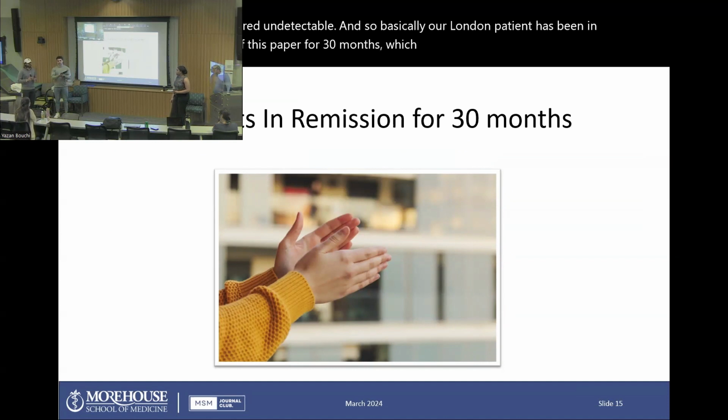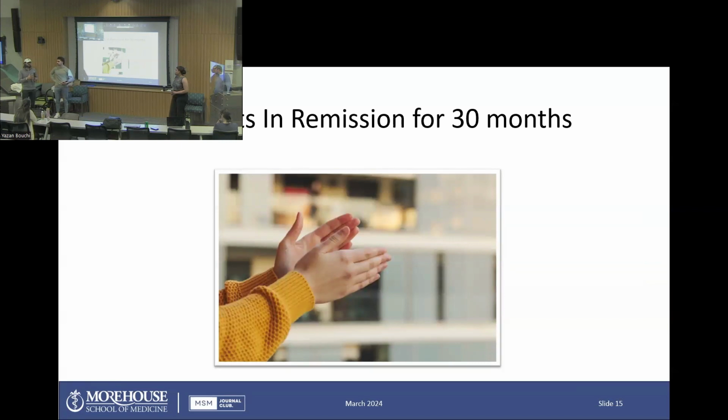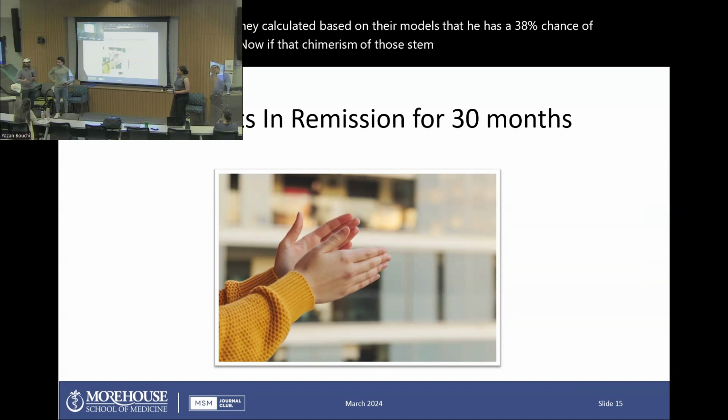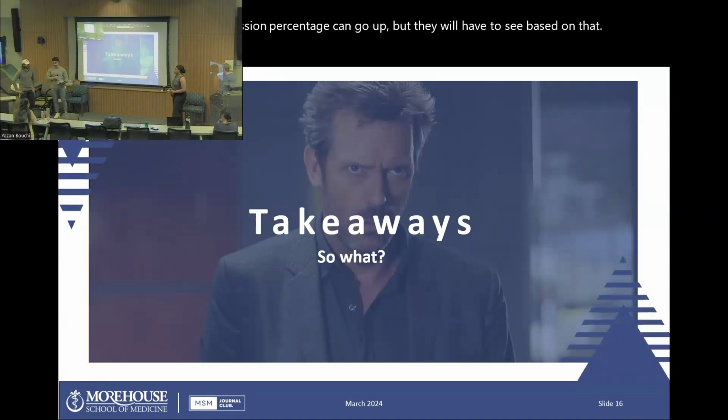which is amazing. Now, one thing they did notice, and the big question here, is the chimerism of the stem cells. Up to this point, they calculated based on their models that he has a 38% chance of having a full remission. If the chimerism of those stem cells integrating into the body increases, then that remission percentage can go up, but they will have to see. That was mathematically modeled.